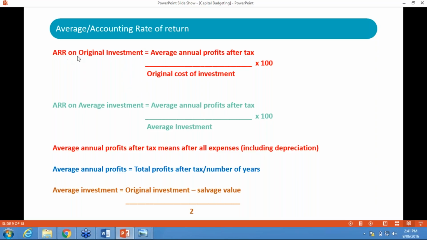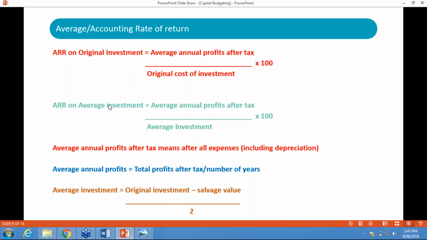So let's start with ARR on original investment. The formula is, we need to calculate average profits. Make sure that profits means after tax, and tax is the last thing that we subtract before coming to the profit figure. You have to consider average profits after tax, divide by original cost of investment, multiply by 100 so that you can get your answer in percentage.